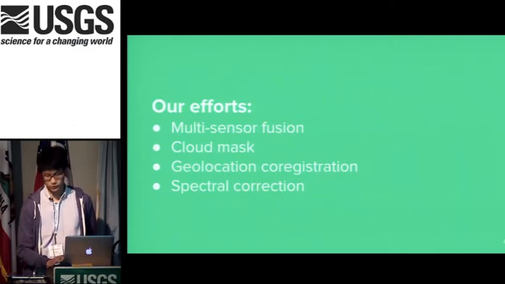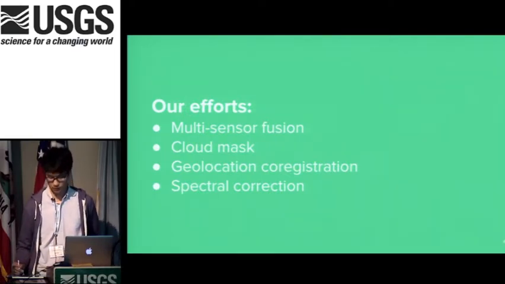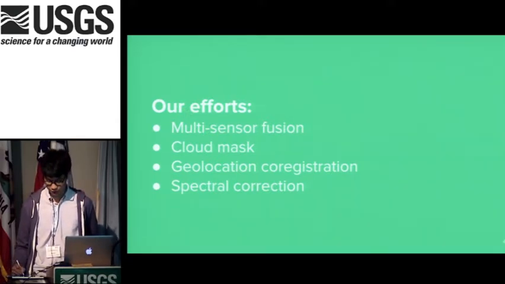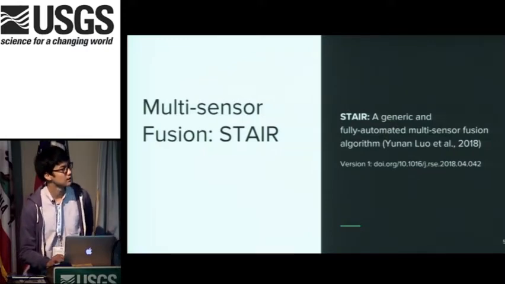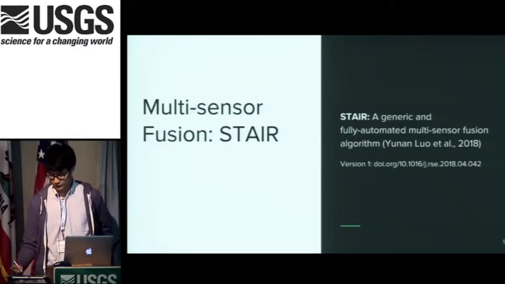So what we are doing to solve those problems include a little bit of multi-sensor fusion, a little bit of cloud mask. We developed our own cloud mask, and also a little bit of geolocation correction, and finally spectral correction. And today I'm going to just give you a brief introduction to our work in these topics. The first one will be fusion.